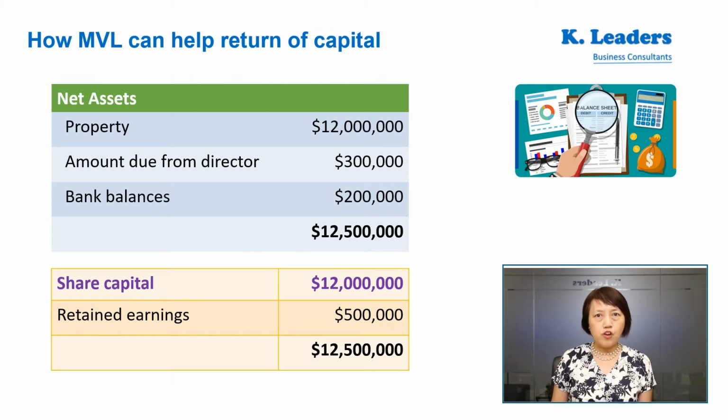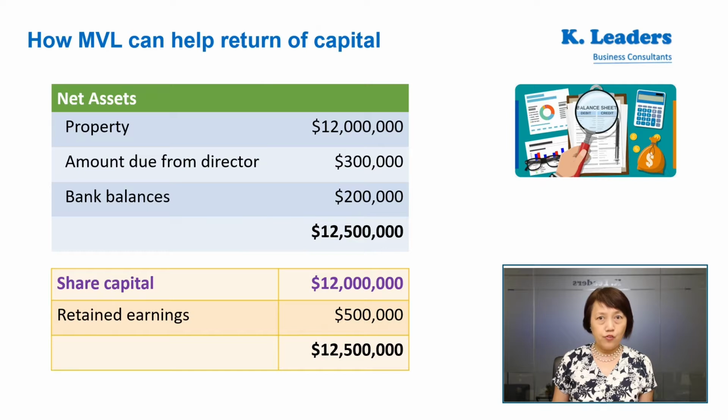If this is your balance sheet, you have net assets of $12.5 million and capital of $12 million. If you go through the capital reduction process, you can reduce your $12 million capital into any amount which will be more than $0, with at least one ordinary share in issue. However, if it is your intention to close down the company shortly after the completion of the capital reduction process, then I would suggest you consider the option of members' voluntary liquidation, MVL.